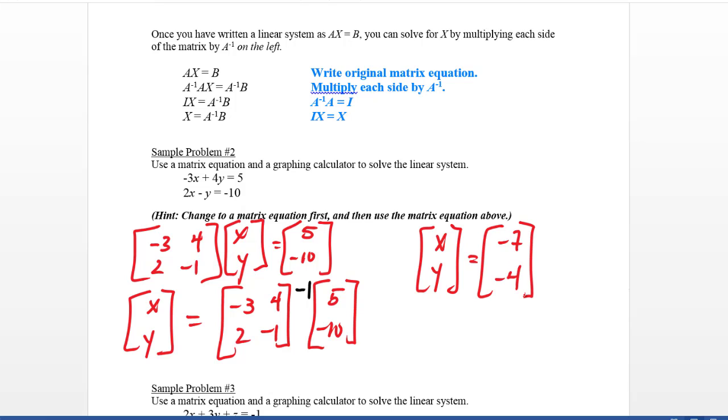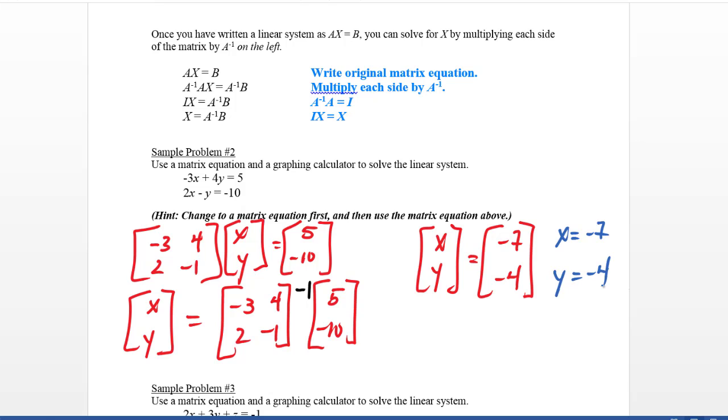Then if we punch this into our calculator, you'll get the variable matrix equals this resulting matrix. Now, here's the final part of this problem. We've solved the matrix equation and gotten a value for each of the variables. According to these equivalent matrices, X equals -7 and Y equals -4. So X equals -7, Y equals -4.